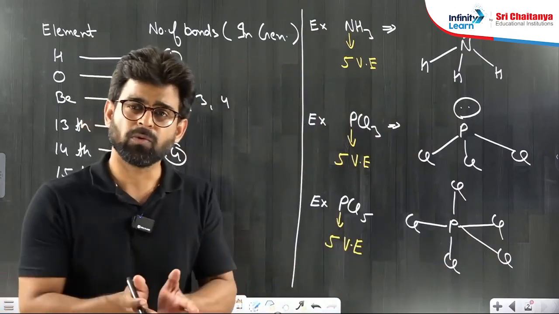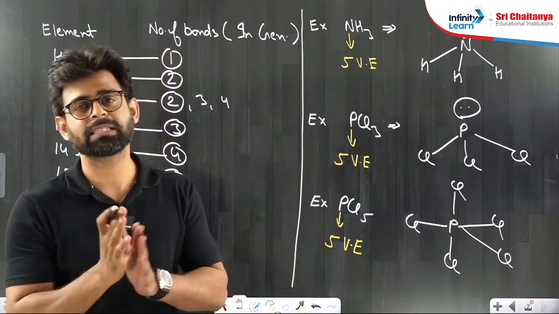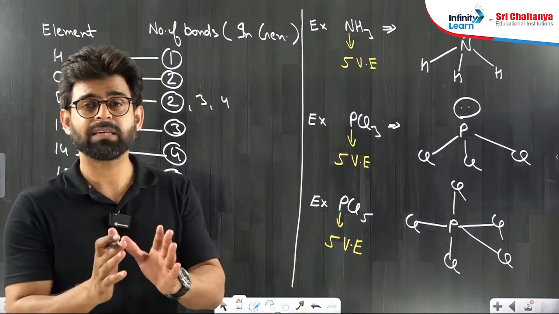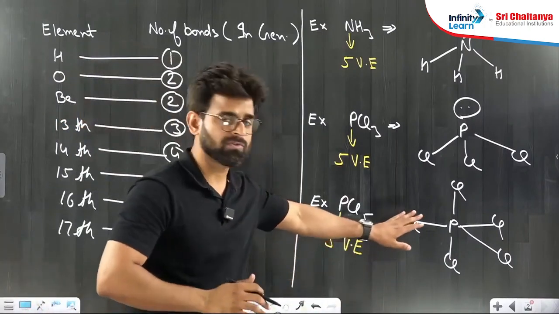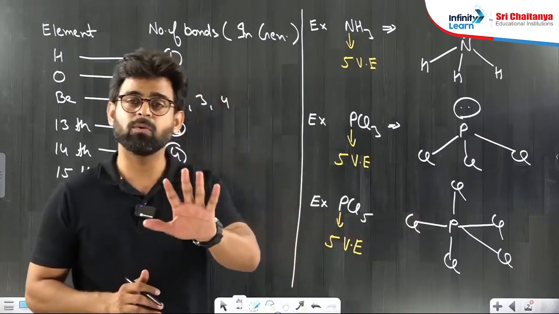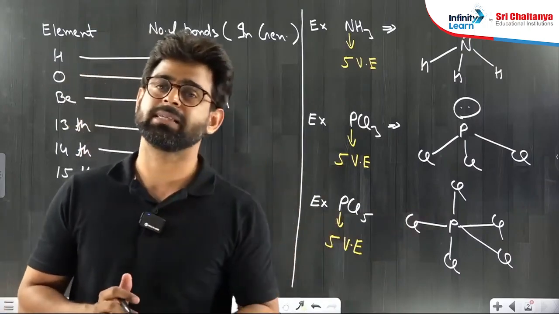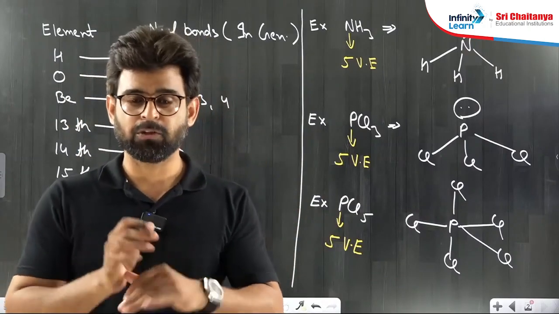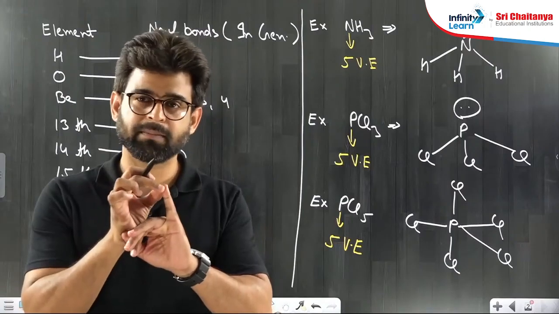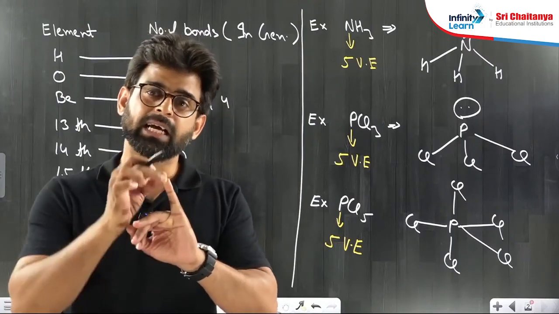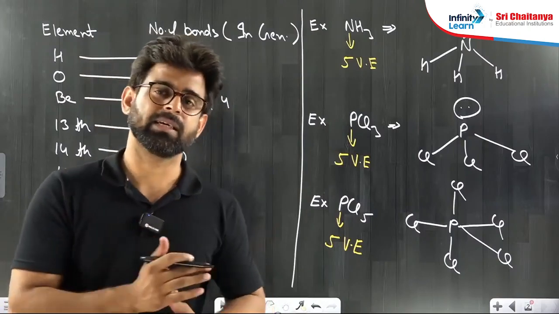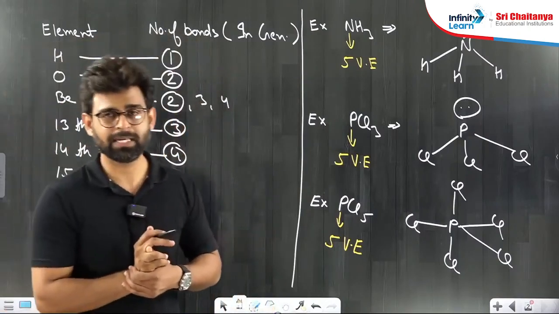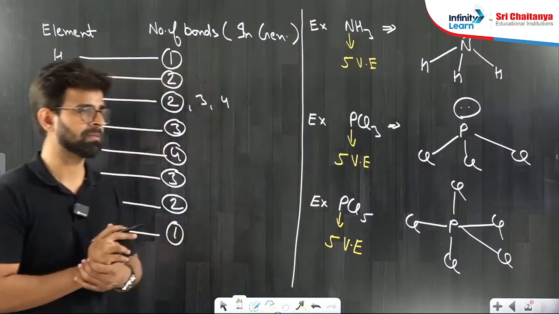In making 5 bonds, phosphorus used all of its valence electrons. So out of 5 valence electrons of phosphorus, nothing left. So in this case, phosphorus will make only 5 covalent bonds and there is no lone pair on phosphorus. That's it. We should know the valence electrons of the center atom. Out of that, how many are used in bonds, and then the remaining become what? Lone pair. Very, very easy, right? So I am taking some more examples like that.